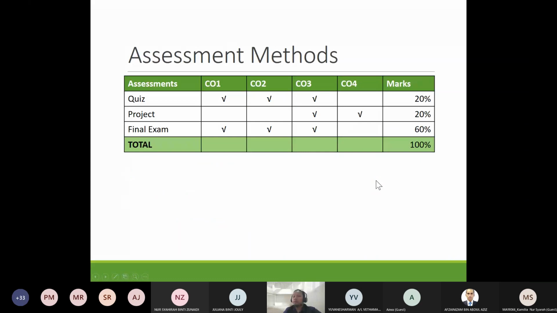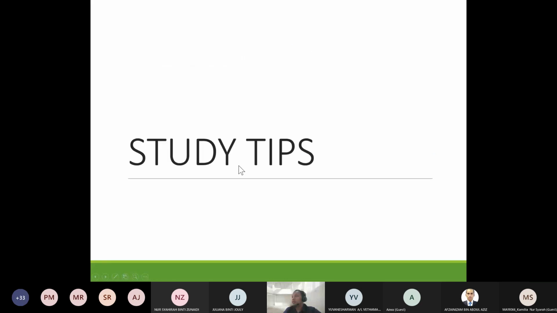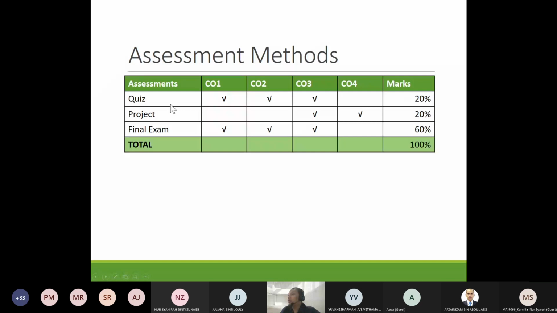This is the assessment for this subject. We have 20% quiz, 20% project and 60% final exam. For quizzes, there will be 5 quizzes released, not weekly, but there will be an announcement in Kalam on when each quiz will be released. Usually it starts from week 4, and then maybe the next one in week 7, week 10, week 12, something like that. We also have a project, which is divided into 5 parts, similar to the quiz.